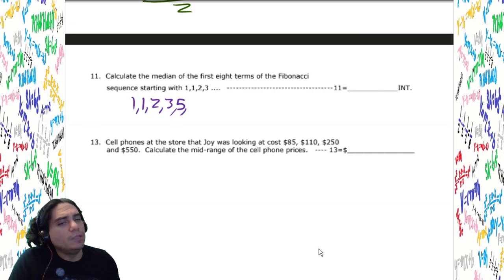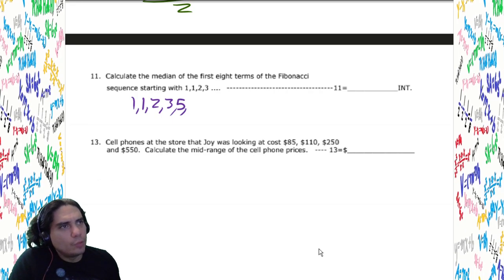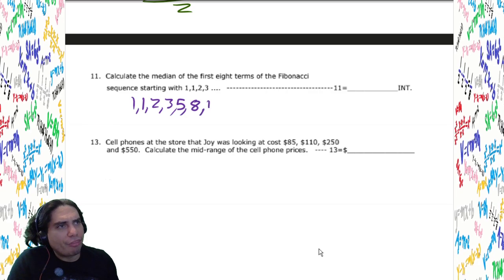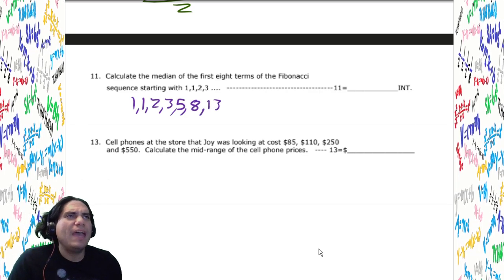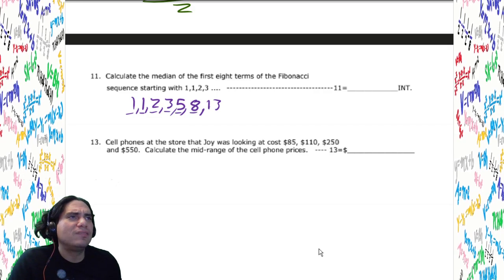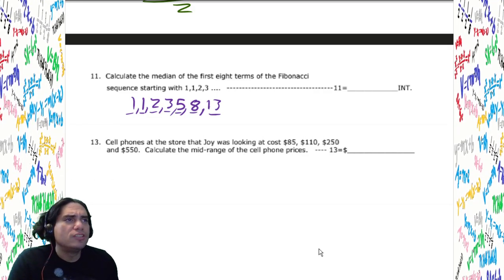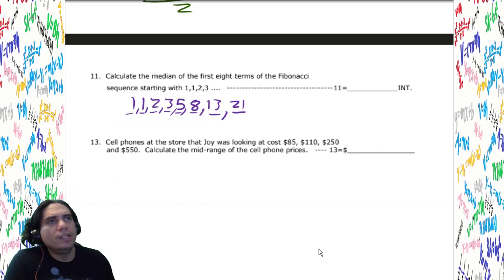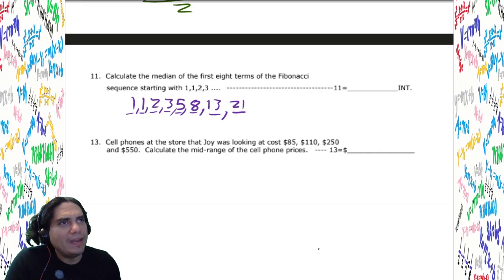What's the next number going to be? 3 plus 5, which is 8. Next number, 5 plus 8, 13. So how many do we have so far? We got 1, 2, 3, 4, 5, 6, 7. We got one more. So we're going to do 13 plus 8, 21. So now, we're going to go ahead and find that median.